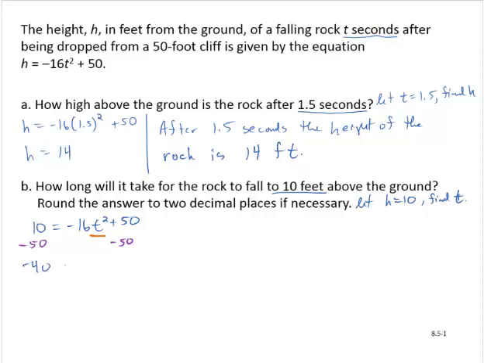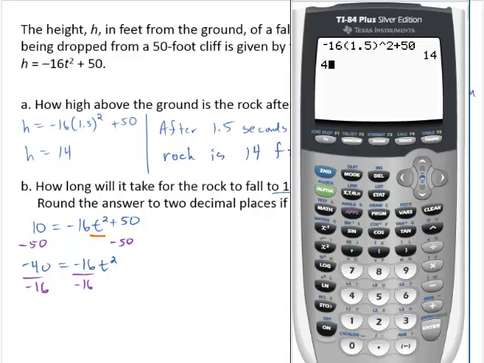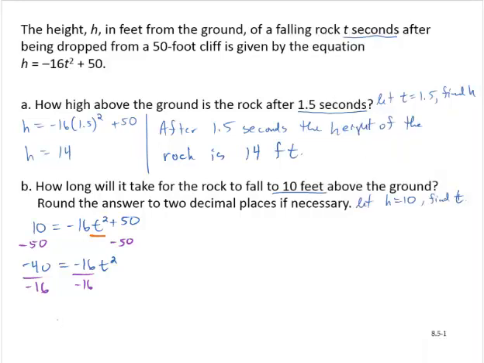Negative 40 is equal to negative 16t squared. I'll divide through by negative 16. So negative divided by negative is positive, and 40 divided by 16, I'll just go ahead and use a decimal here, 2.5. So we then have 2.5 is equal to t squared.